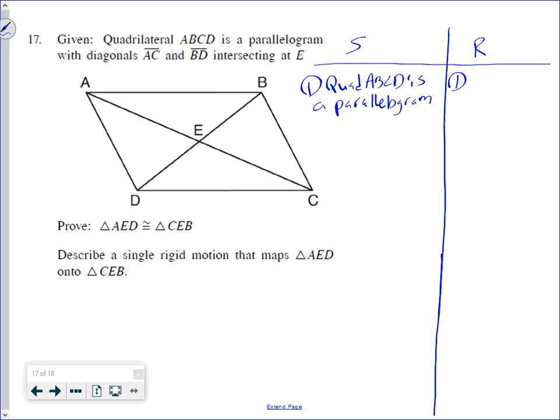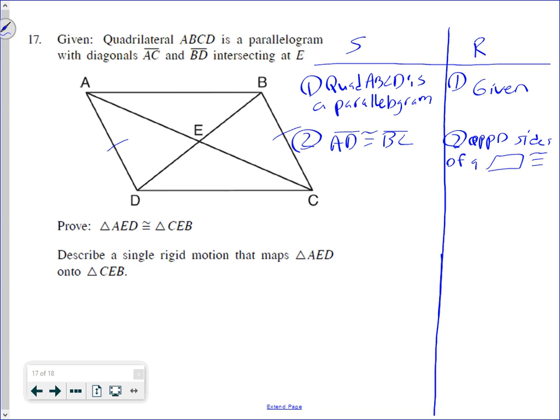Now, there are many different ways to do this problem. You do not have to do it the way that I did. I'm actually going to do this proof a little bit differently than the one I'm posting with the answer key, just to show another example of how you can do this. So for me, I'm going to go step 2. AD is congruent to BC because opposite sides of a parallelogram are congruent. So that gives me one side.